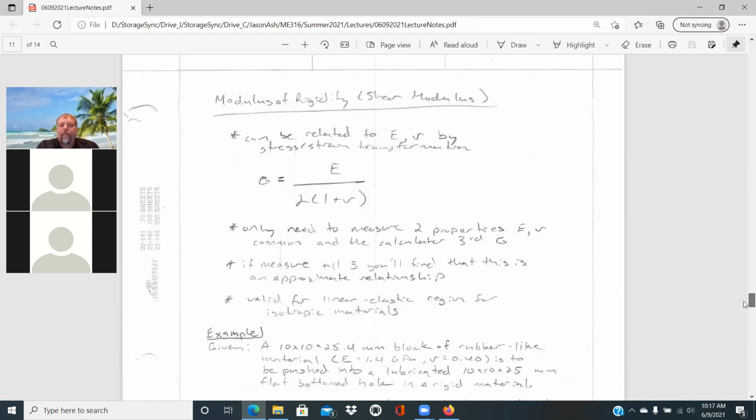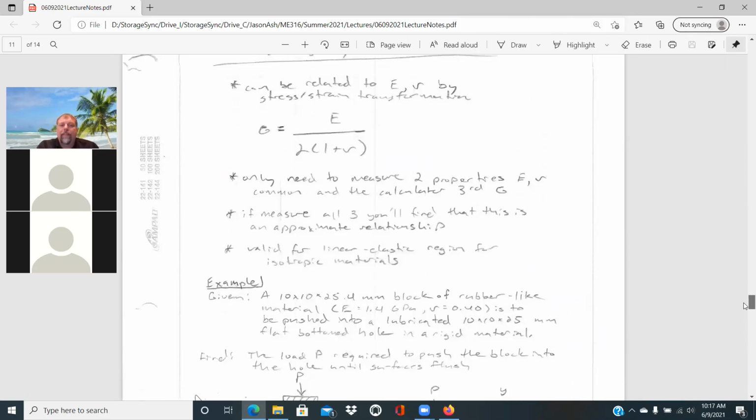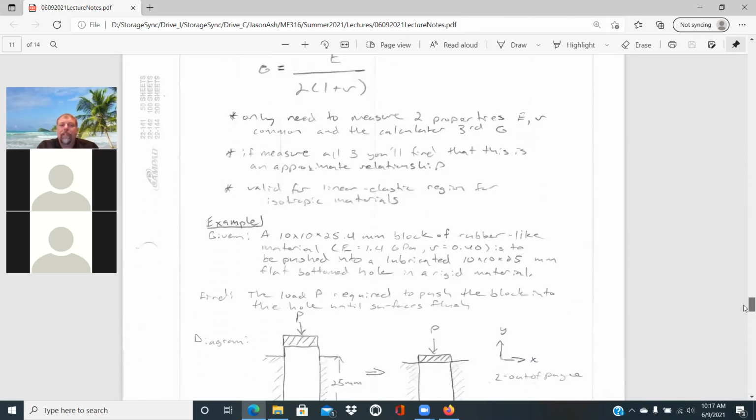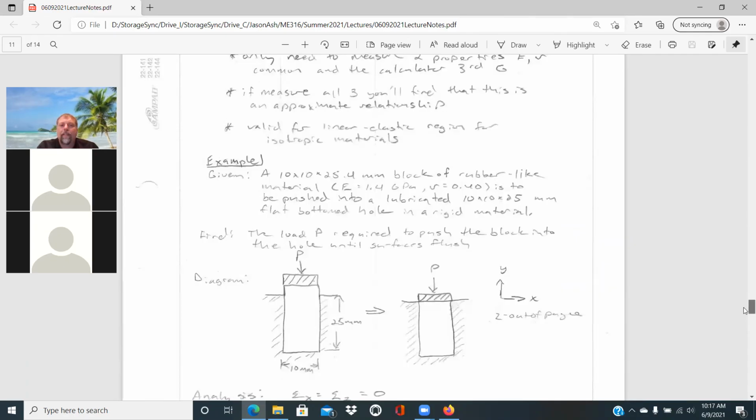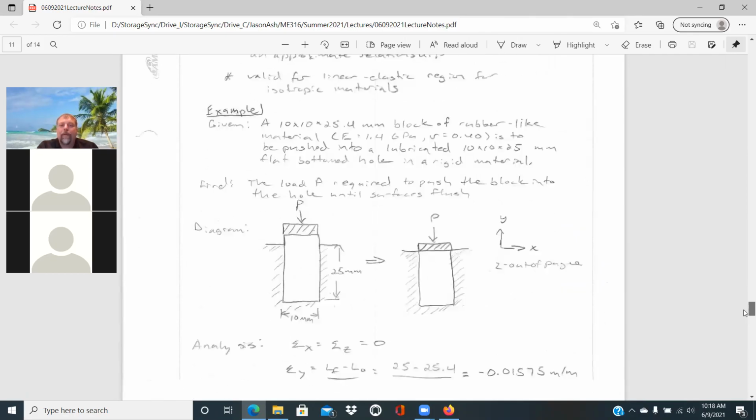Let's see, we already talked about that relationship between shear modulus, Young's modulus, and Poisson's ratio. Only need to measure 2 of the 3. If you measure all 3, you'll find that it's an approximate relationship, and valid for linear elastic region for isotropic materials.